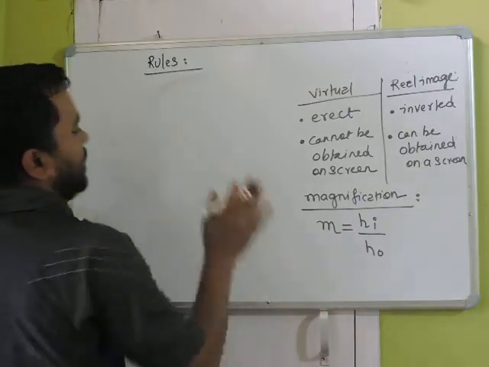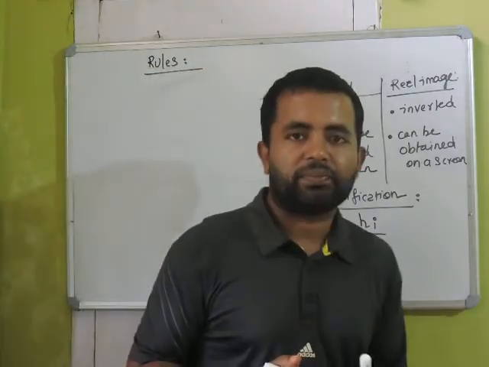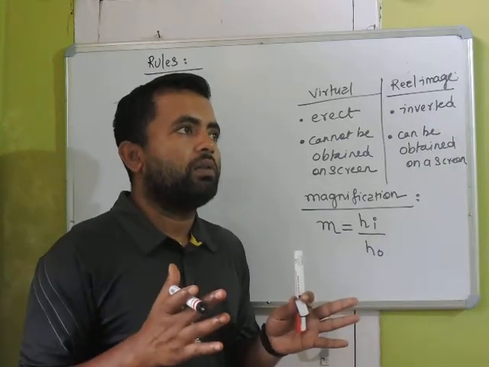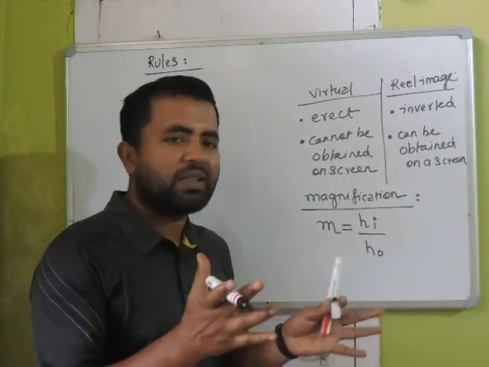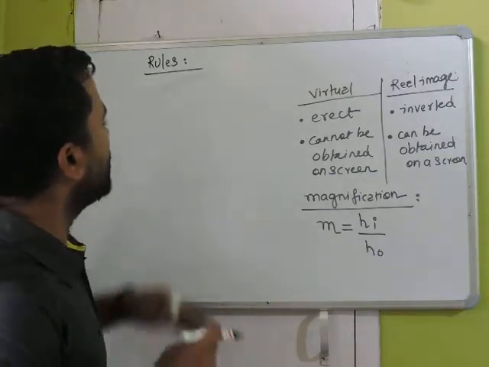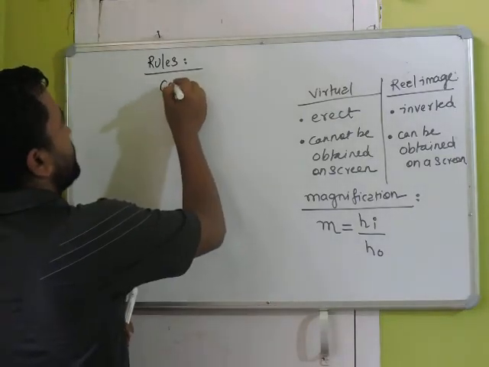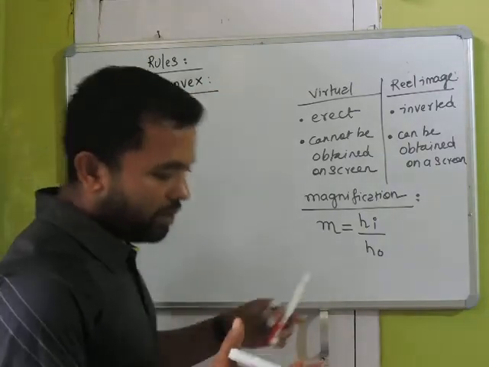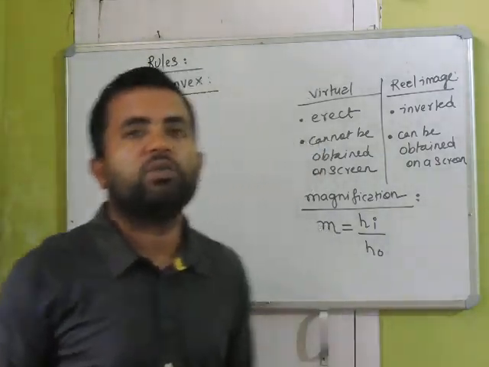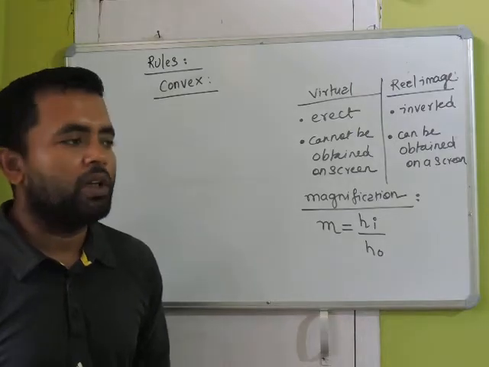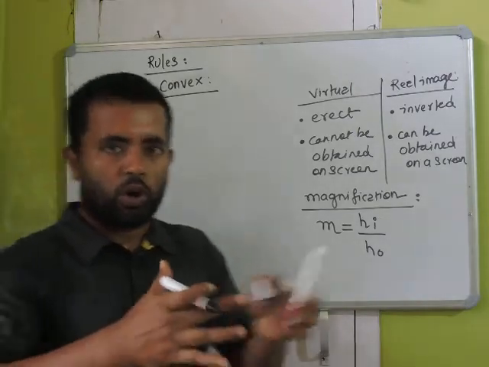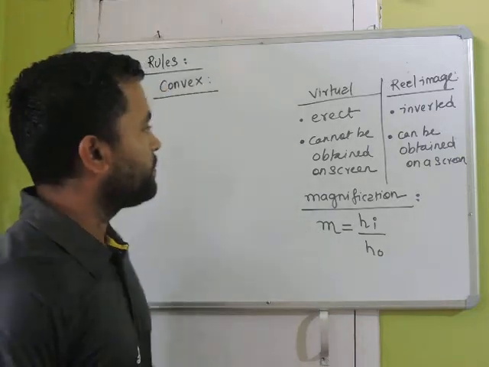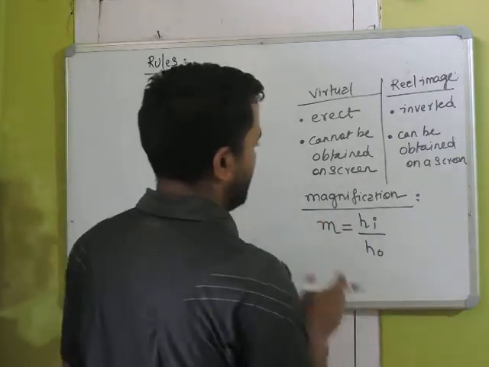Now in your class 10th you need 6 ray diagrams which you have to know for convex, and then there are only 2 ray diagrams which you need for concave. Okay, so I am not going to do all of 6. I will give you the idea and we will talk about it.